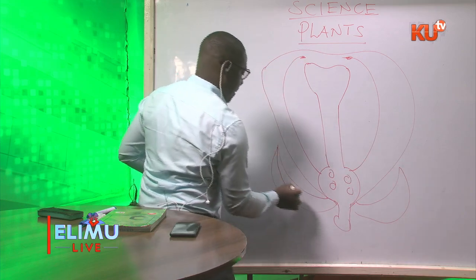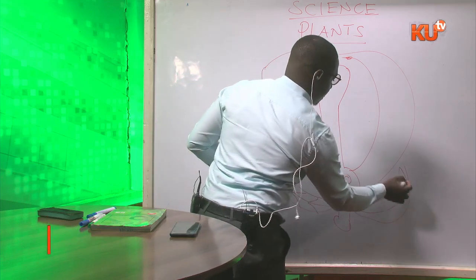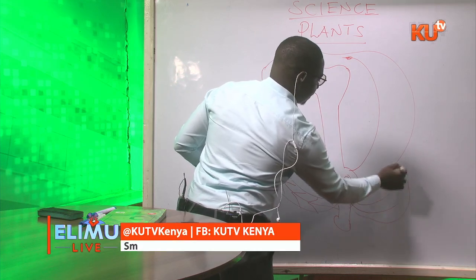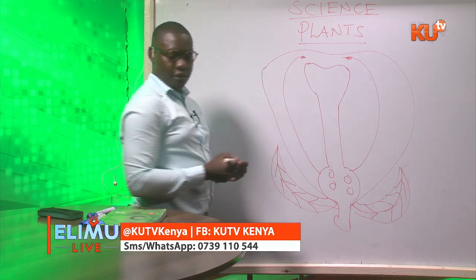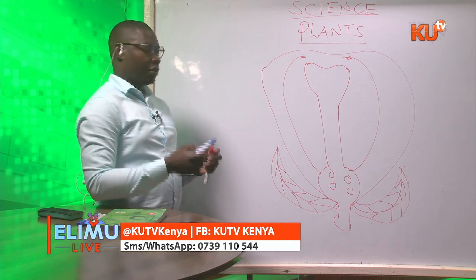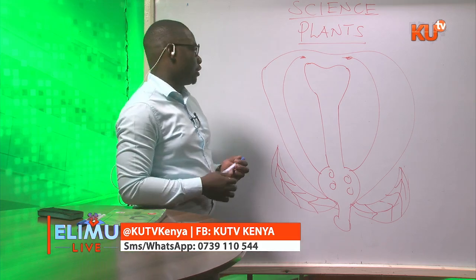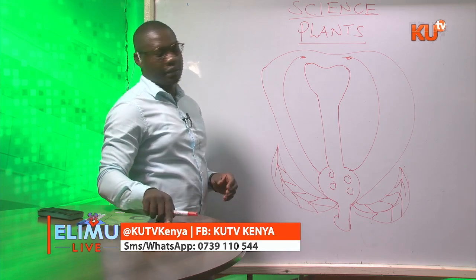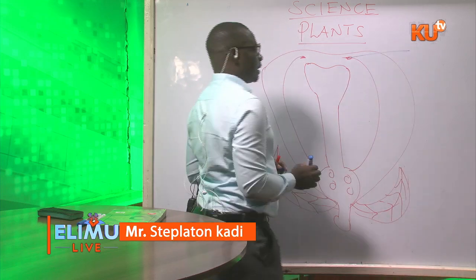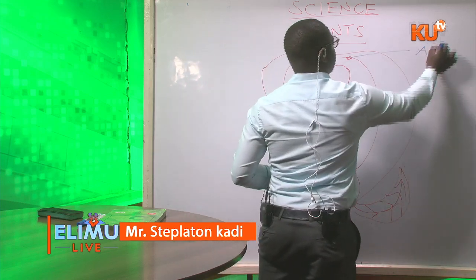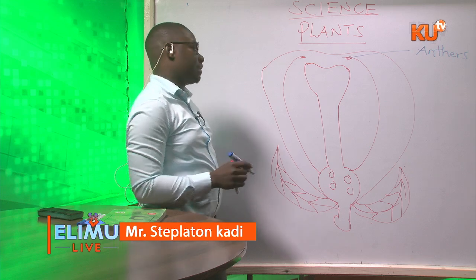So I have drawn an example of a diagram that represents a flower. I believe all of you, the viewers, can see that. This is what we call a flower, and a flower has different parts. I'll begin by naming the parts of the flower. So we have this part, and that part is called the anthers. That first part of the flower is called anthers.